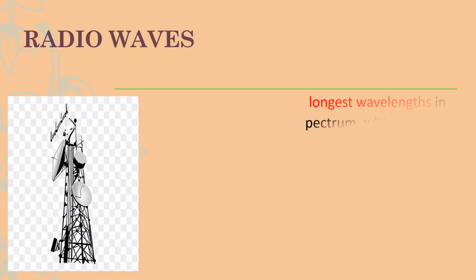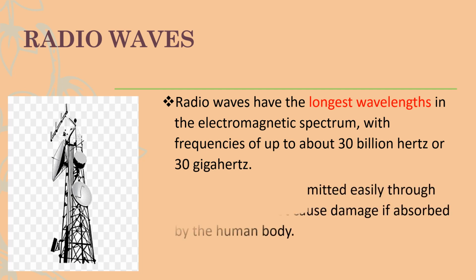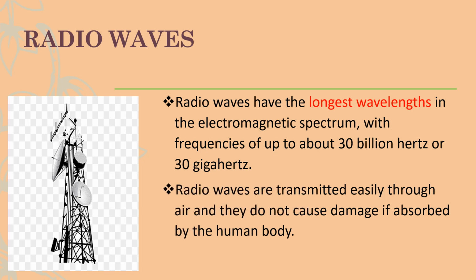Now, let's move on to the different electromagnetic waves. The first wave on the electromagnetic spectrum is the radio wave. So, what are radio waves? Radio waves have the longest wavelengths in the electromagnetic spectrum, with frequencies of up to about 30 billion Hz or 30 GHz. These waves can be longer than a football field or as short as a football. Radio waves are transmitted easily through air and they do not cause damage if absorbed by the human body.